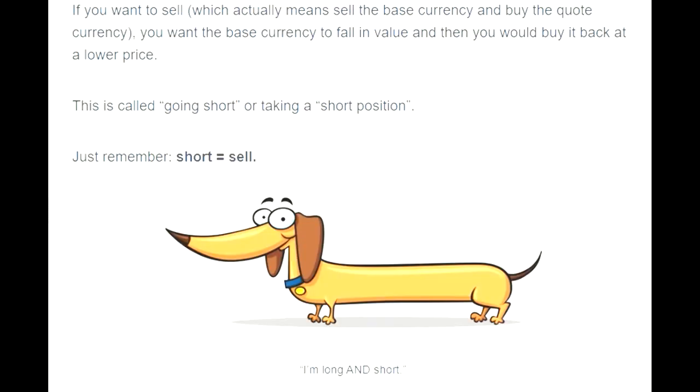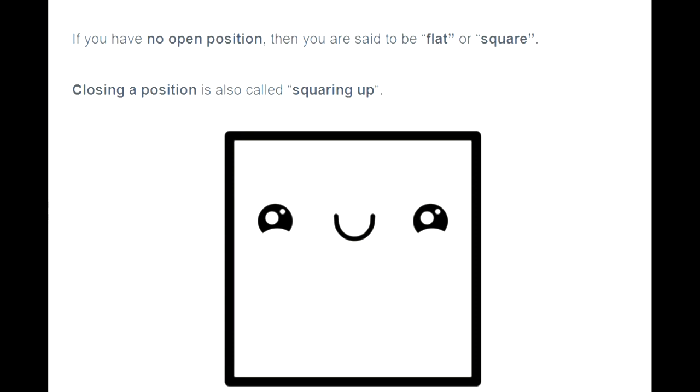Okay. Now, if you decide to go short, short means selling. You going short simply means you're selling. So selling means you are selling the base currency and buying the quote currency. It's a simultaneous action. If you have no open position, that is, you've not made any trade, then you are said to be flat, okay, or square. But square is mostly used for closing a position. If you decide to close up a position that you have opened previously, then it's called squaring up.